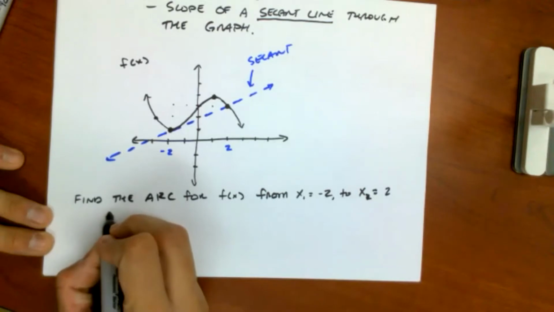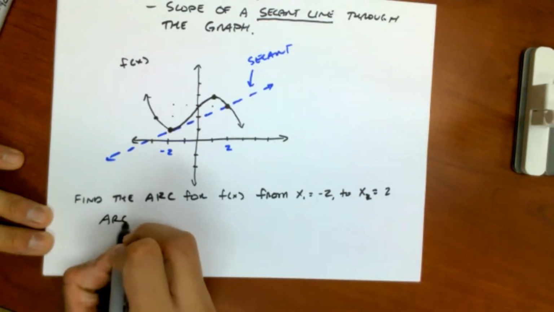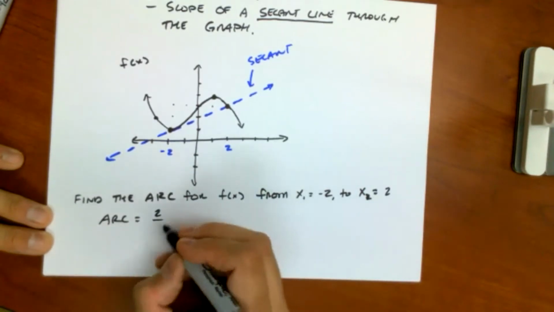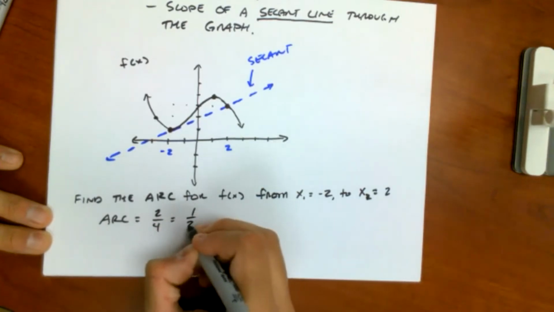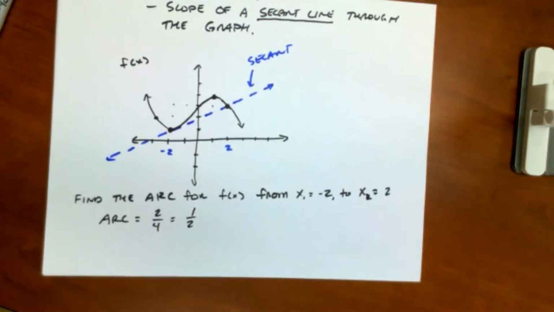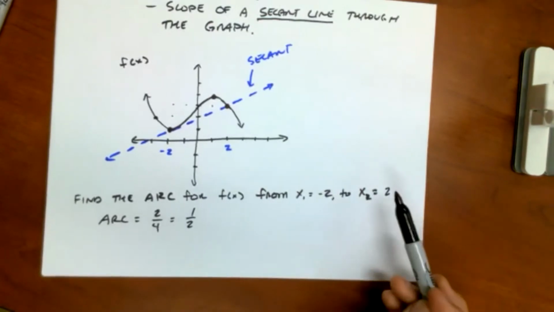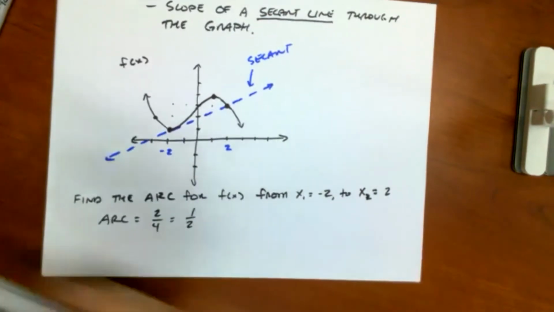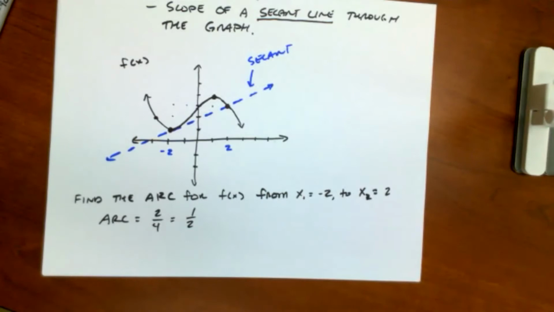So my rise is 2 and the run is 4, so the average rate of change is 1/2. From -2 to +2, the average rate of change is 1/2. So on average, we're rising 1 unit for every 2 units we run. That's where this is coming from.